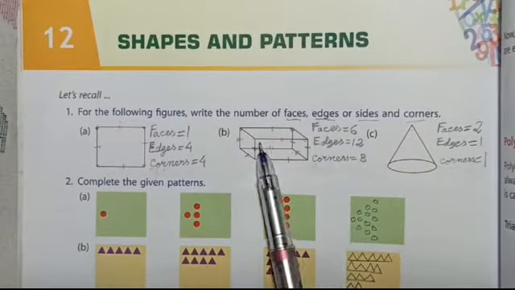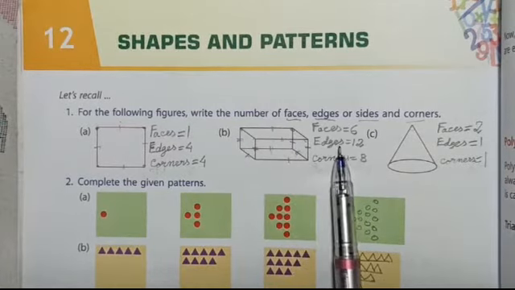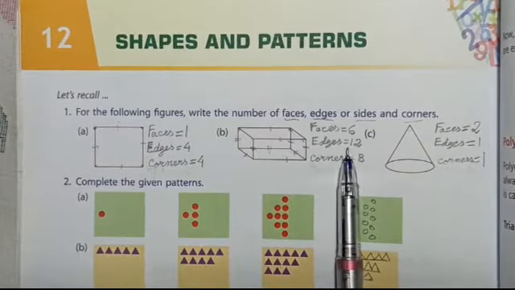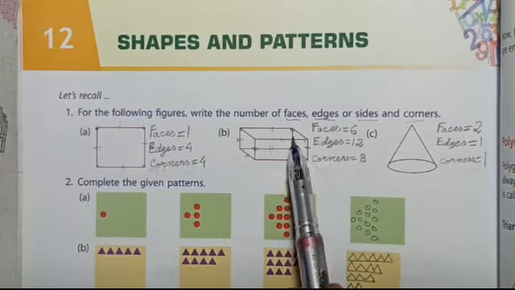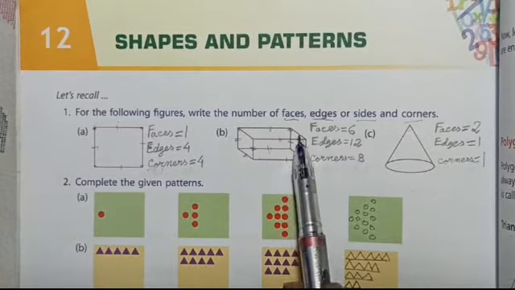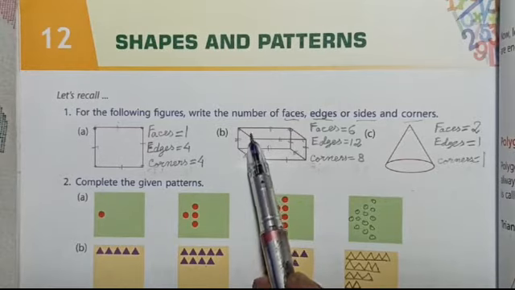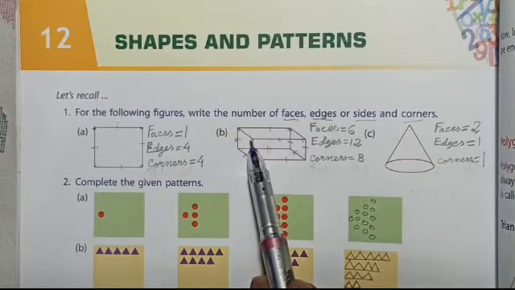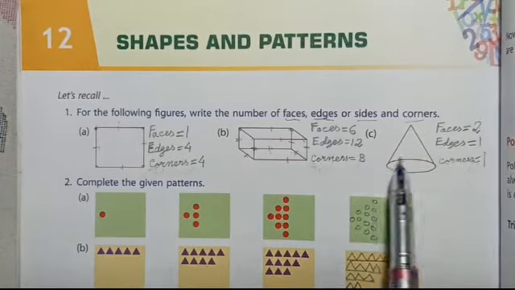And edges. Edge means this line and this line and this line. All together, there are 12 edges, so the number of edges is 12. Then corners. Corner means this portion, this portion, this portion, and this portion. Here there are four corners, and on this side there are four corners. All together there are eight corners, so the number of corners is eight.